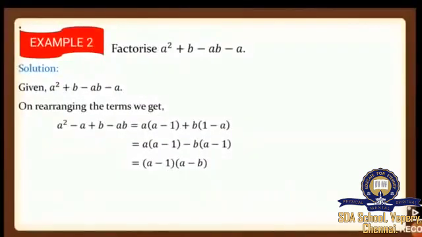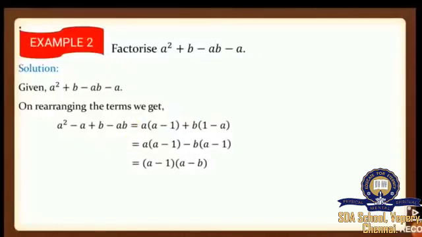Factorize a square plus b minus ab minus a. So here, check if there is any common factor among all the terms. If there is no common factor, the second step is to think of grouping it. Here, from the first and the fourth term, you can take a commonly outside. From the second and the third term, you can take b commonly outside. On rearranging the terms, we will get a square minus a plus b minus ab.